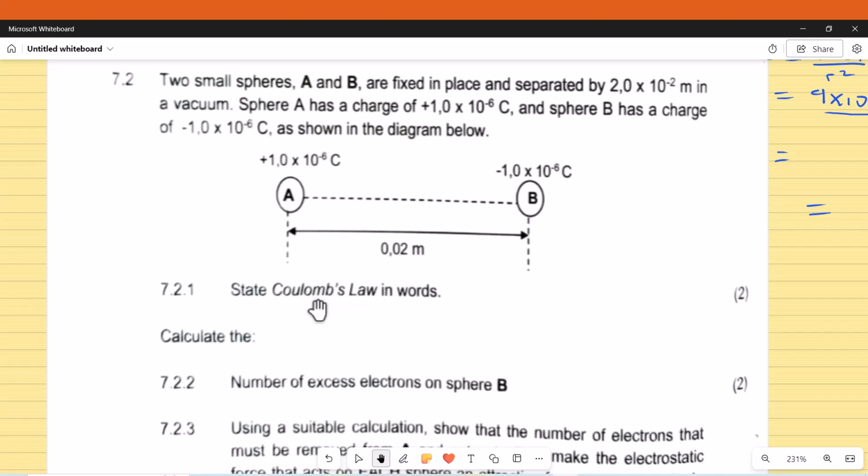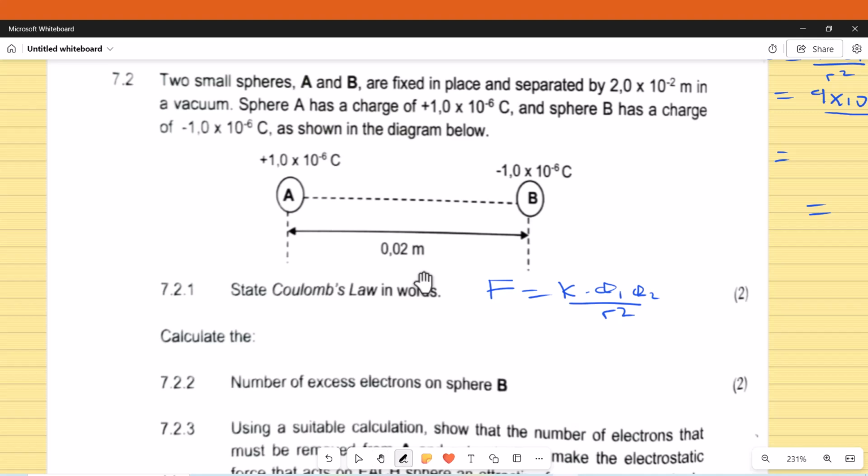I repeat, Coulomb's law states that the electrostatic force between two point charges is directly proportional to the product of the magnitude of their charges and inversely proportional to the square of the distance between their centers. Now, this is Coulomb's law in a formula, but then we get it in words like the way I've told you. Okay, all right, next question says, what is the number of excess electrons on sphere B?